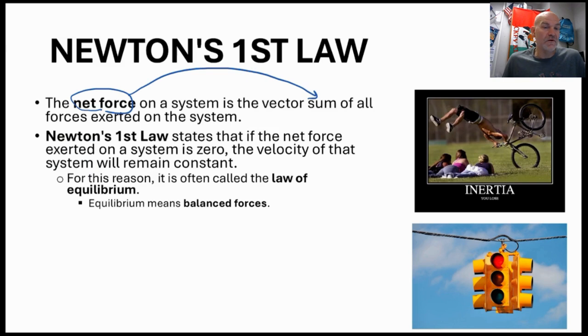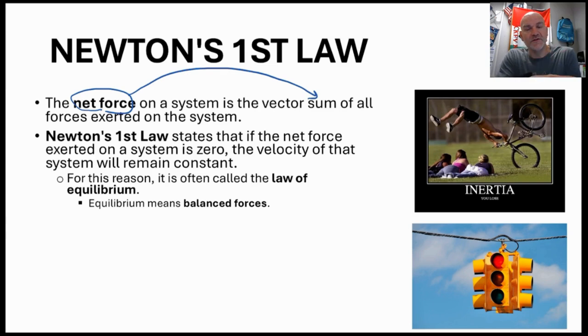Newton's first law states that if the net force exerted on a system is 0, the velocity of that system will remain constant. In the last unit, we talked about describing motion, the duck on the pond physics, where we're above the water. Now we're going to go below the water. What they're saying is if there is no net force exerted, then the velocity will not change. For this reason, we call this the law of equilibrium.